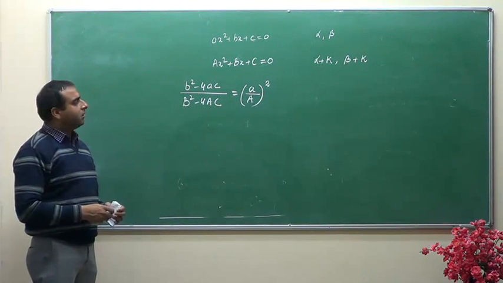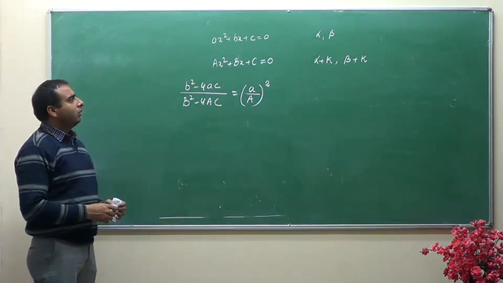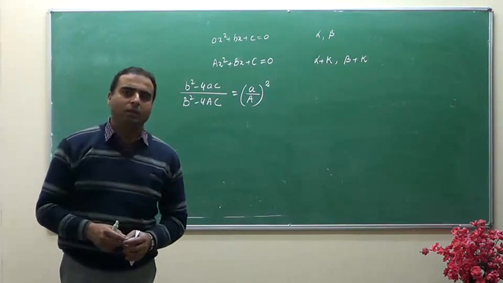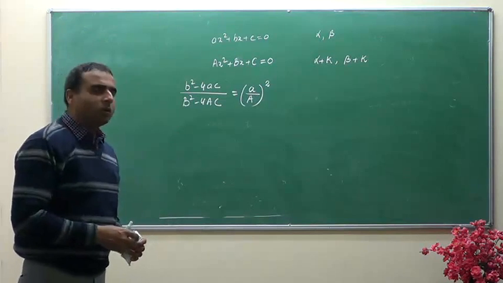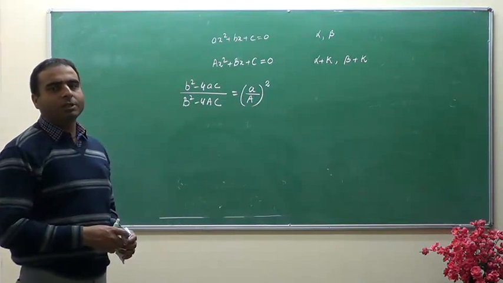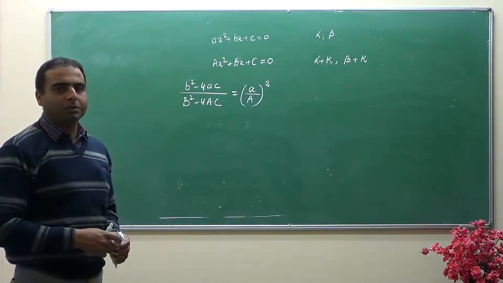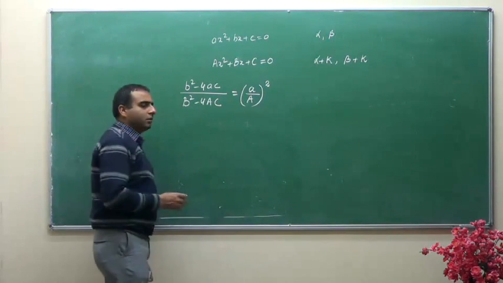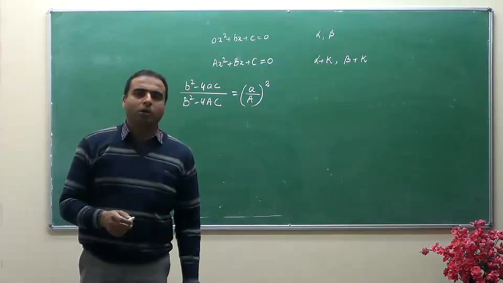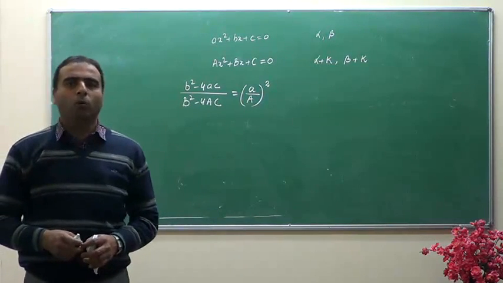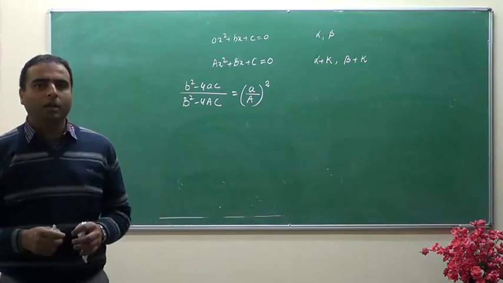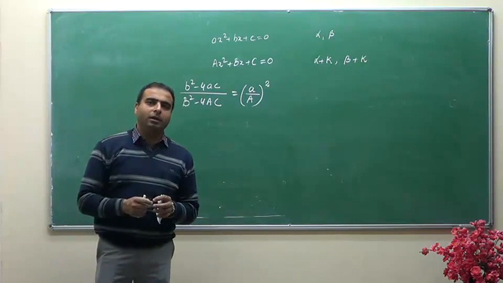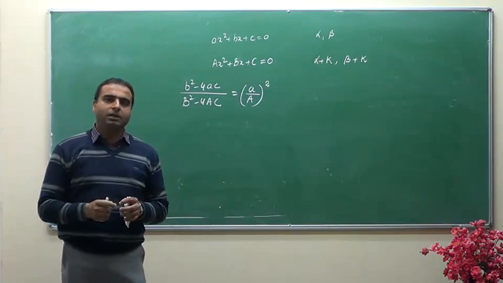Again, this question is similar to the previous one. In this question, we have to find the relation between the coefficients of the first quadratic and the coefficients of the second quadratic equation. In order to create this relation, both quadratic equations should have one common thing, so that we can create a relation between small a and capital A, small b and capital B, small c and capital C.